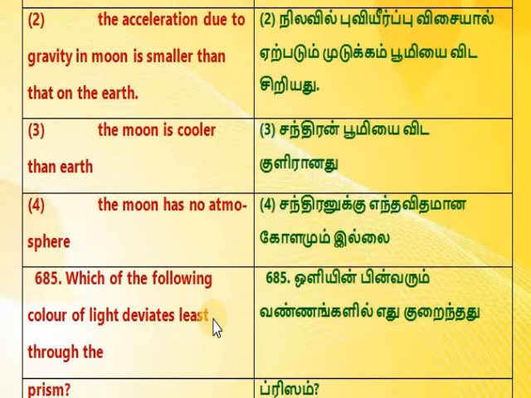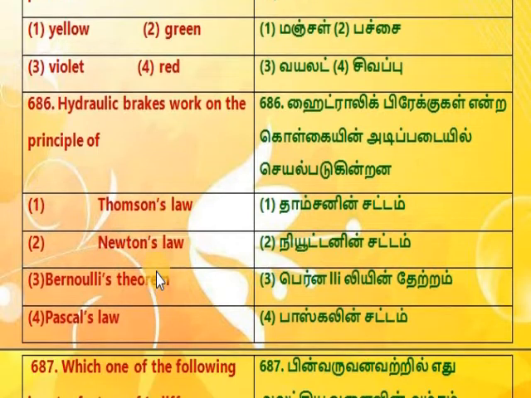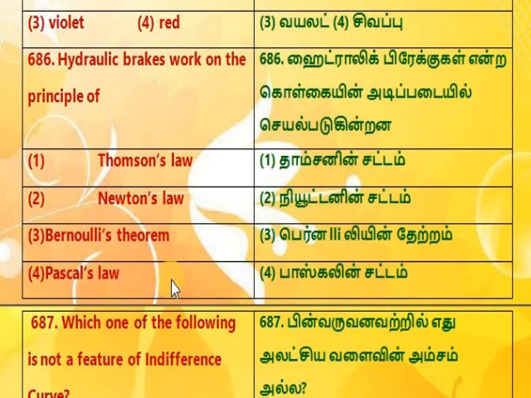685. Which of the following colors of light deviates least through the prism? 1. Yellow, 2. Green, 3. Violet, 4. Red. 686. Hydraulic brakes work on the principle of: 1. Thomson's law, 2. Newton's law, 3. Bernoulli's theorem, 4. Pascal's law.